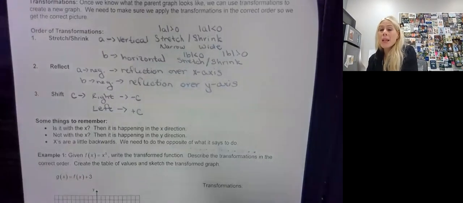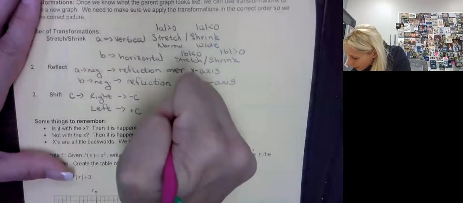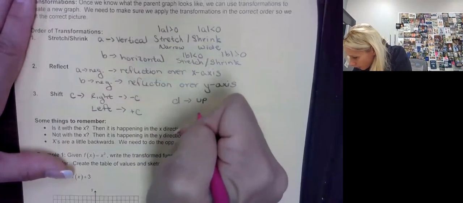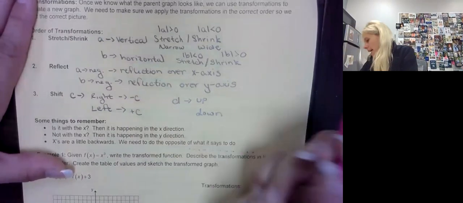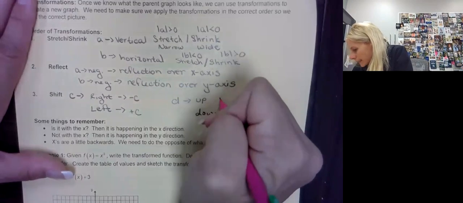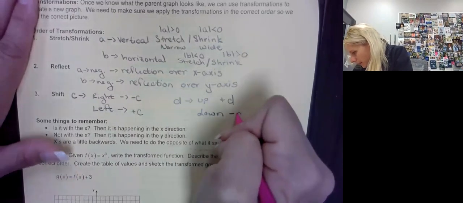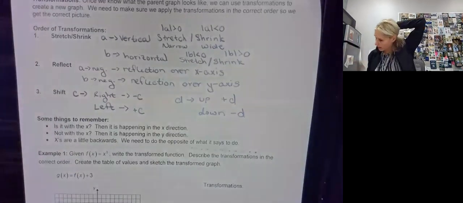So if I say plus 3, it's going to be moving to the left 3. So it's opposite. Okay, and D has it move up and down, and this is exactly what we see because it's on the outside. So up has a plus D and down has a minus D. Now these are our movements, so let's see what we can do from there.